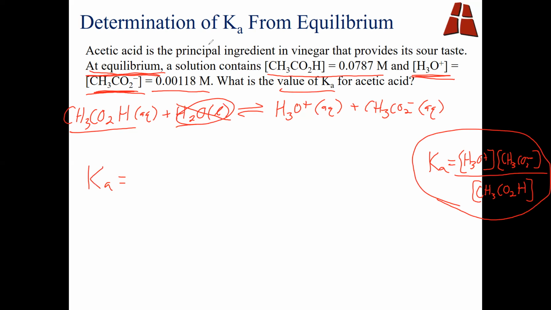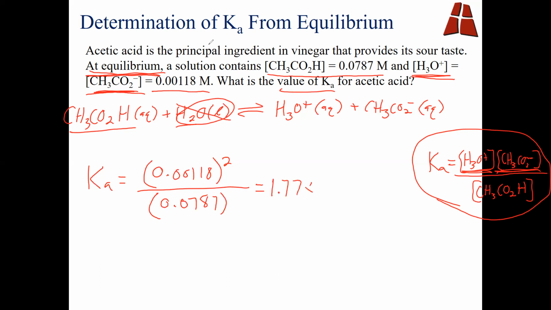Ka is going to be equal to 0.00118, and I'm just going to square that because it is both the concentration of our H3O+ and our acetate. So I'm going to square that, and then that is divided by our acetic acid concentration of 0.0787. So if we do the math there, I got a value of 1.77 times 10 to the negative 5. And just a reminder that any equilibrium K that we calculate is going to be unitless. And so that would be our final answer there.